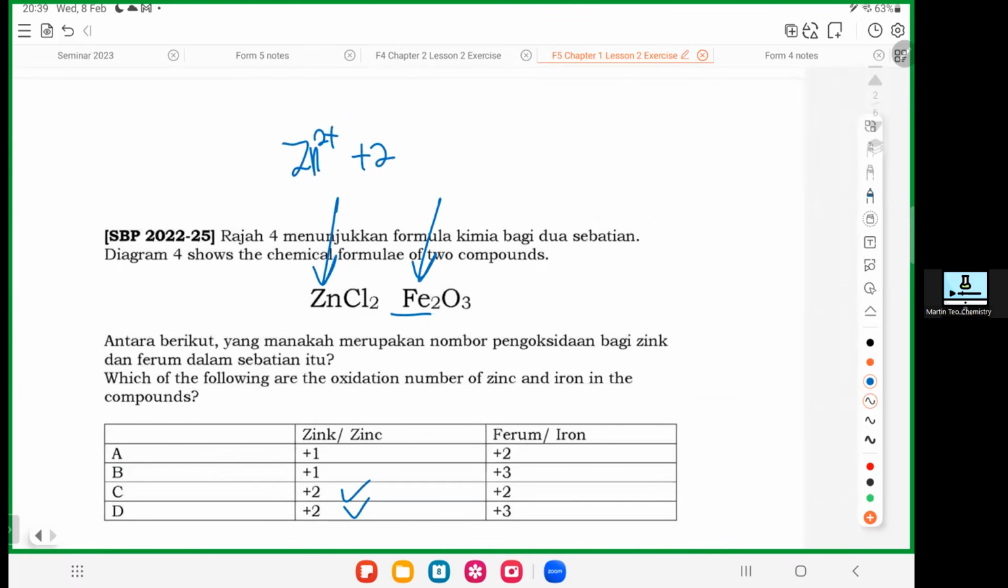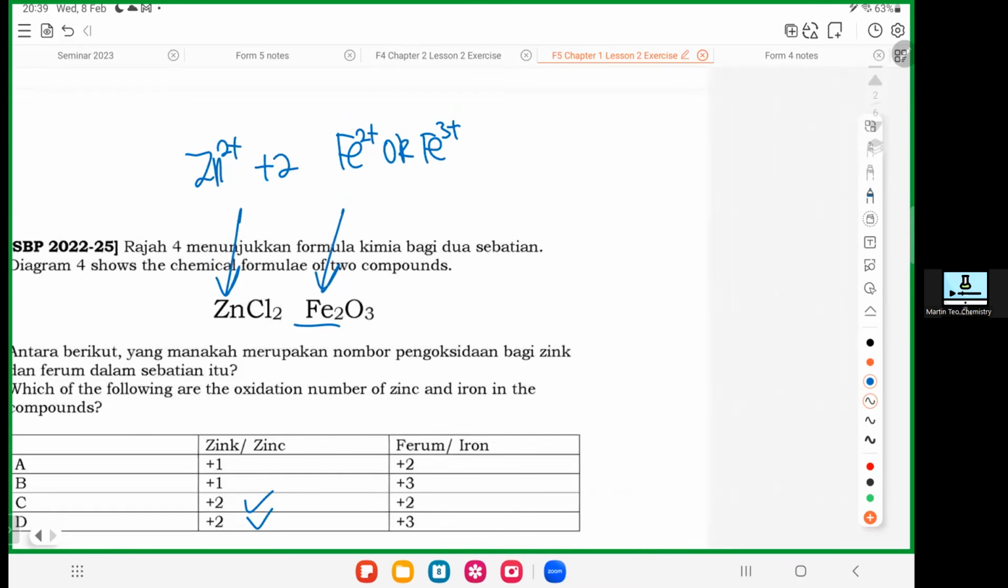Why? Because we know iron can be Fe2+ or Fe3+. I don't know if it's 2+ or 3+. So anything you don't know, you have to do your calculation. So Fe2O3. Fe you don't know, copy back, or you can write X also. How many Fe? 2 Fe, add with 3 oxygen. Oxygen is -2.